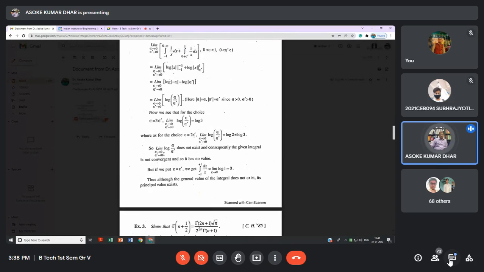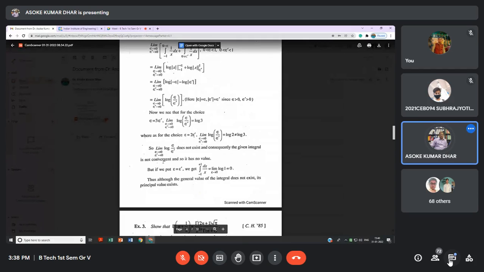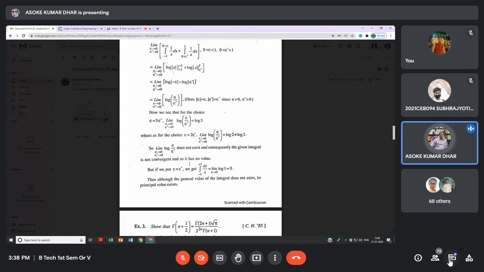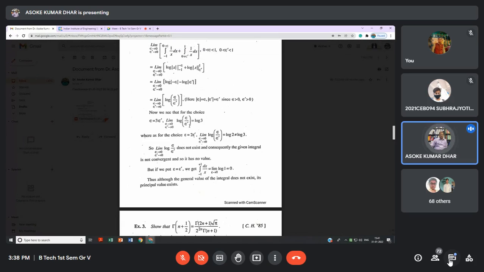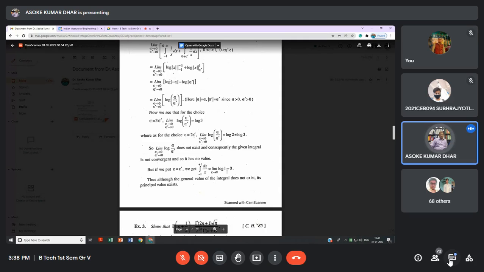There are so many answers. If we take epsilon equal to 3 epsilon dash, the particular answer is log 3. If we take 2 epsilon dash, the particular answer is log 2, and so on. So the value is not unique, and so the given integral does not converge and has no value. If we take epsilon equal to epsilon dash, then it will be 0, since log of 1 is equal to 0. So the value is 0.